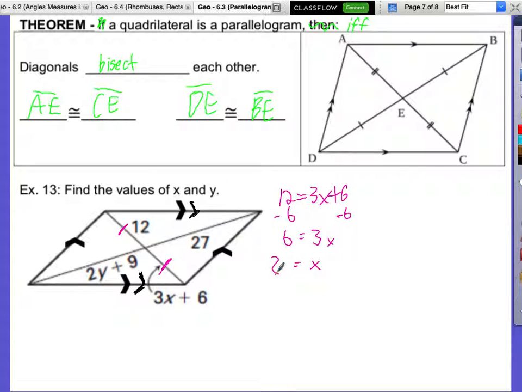So Abby finished this one off. Subtract the 6 from both sides, get 3x is equal to 6. Then divide by 3 to get x equals 2.